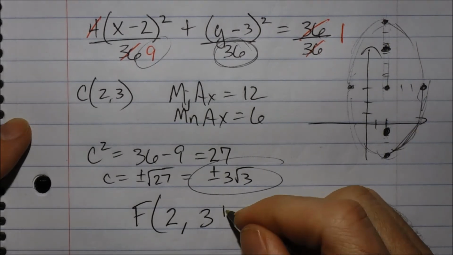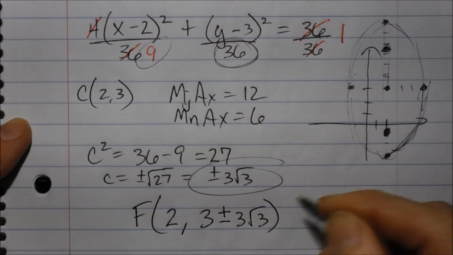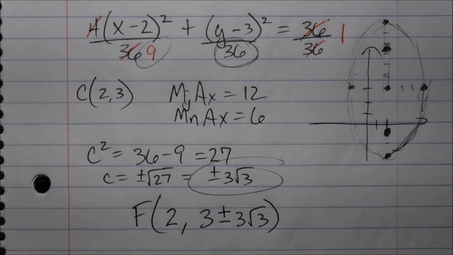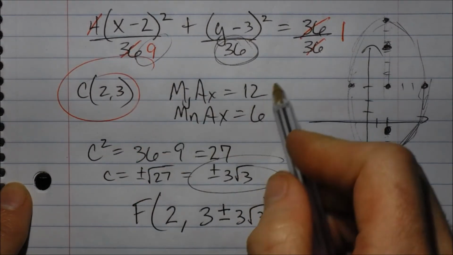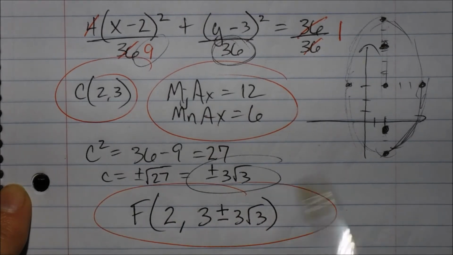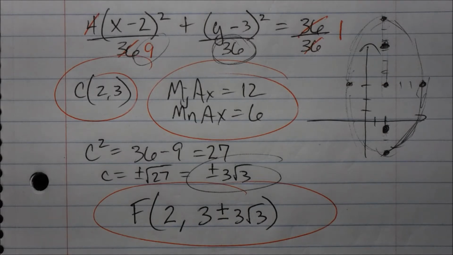So I can just do this. Here's the easy way to do it: 3 plus or minus 3 root 3. That's the easiest way to write that. So we've got all that information: center, lengths of the axes, and the foci. I'm done playing with the equations where we start with the equations. Now we're going to flip-flop the process, and we write the equations. Alright, so let's try this.